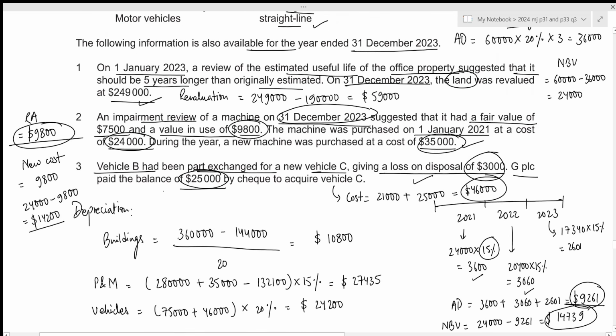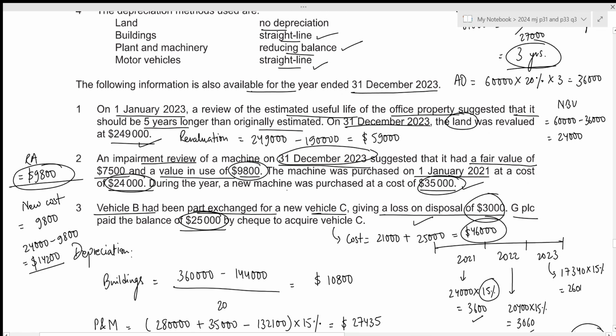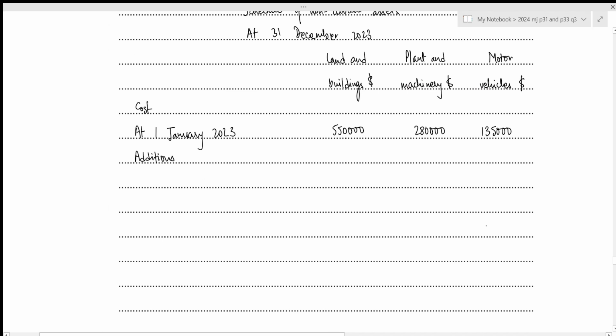Let's write down our additions or the purchases made during the year. There were no purchases for land and buildings, but a new machine was purchased at a cost of 35,000, and we purchased a new vehicle at the cost of 46,000. Let's write it down. So 35,000 for plant and machinery, 46,000 for motor vehicles.